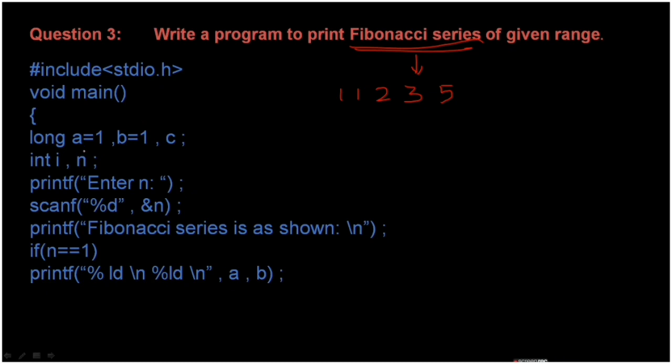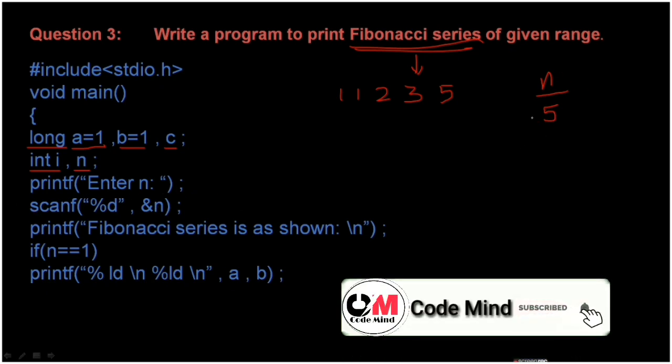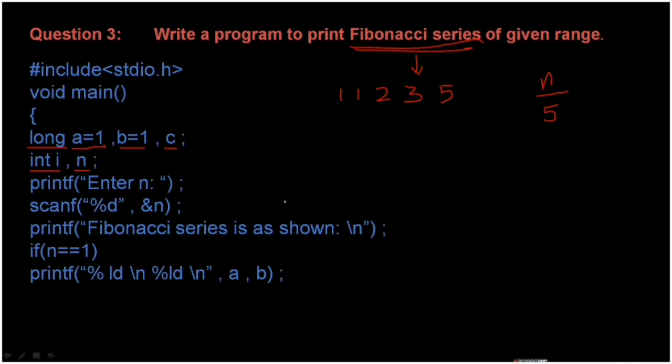So we begin here. We have taken two variables a and b, initialized with 1 and of the long data type, and c is another variable. We have also taken integer variables, that is i and n. These are the two variables of the integer data type. Let's suppose we have entered n is equals to 5. So, enter the n value, scanf %d n, that is 5 is scanned from the keyboard. Now print the Fibonacci series as shown in the figure.